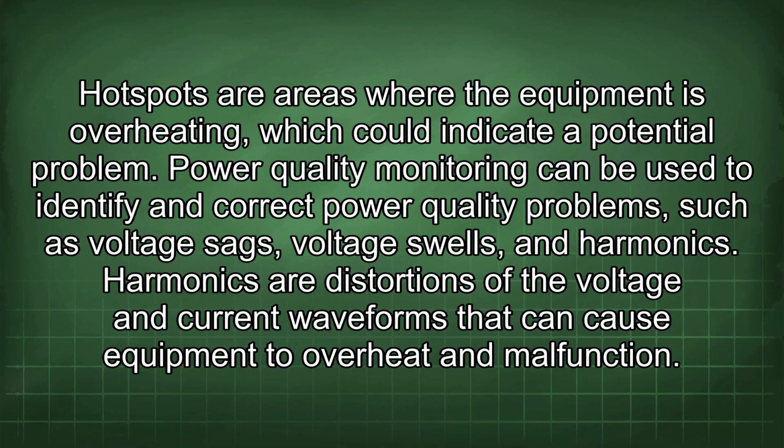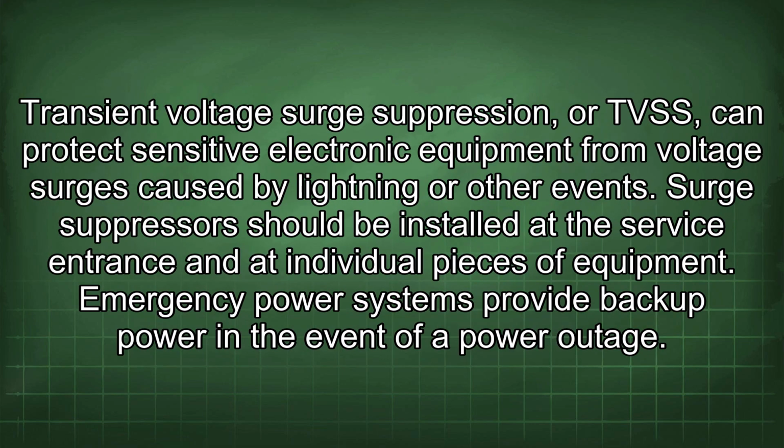Power quality monitoring can be used to identify and correct power quality problems such as voltage sags, voltage swells, and harmonics. Harmonics are distortions of the voltage and current waveforms that can cause equipment to overheat and malfunction. Transient voltage surge suppression, or TVSS, can protect sensitive electronic equipment from voltage surges caused by lightning or other events. Surge suppressors should be installed at the service entrance and at individual pieces of equipment.